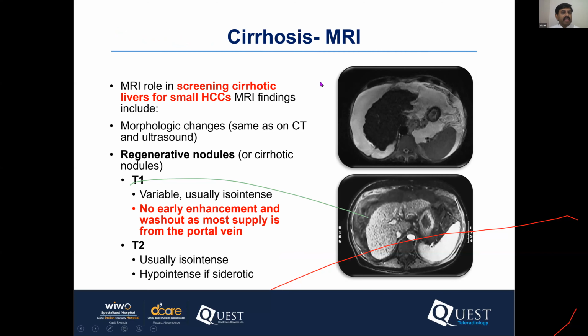Coming to MRI, why is MRI important for those who are doing MRI abdomen? Now, as I said, among the nodules, there may be one or two hidden lesions, which are HCCs.